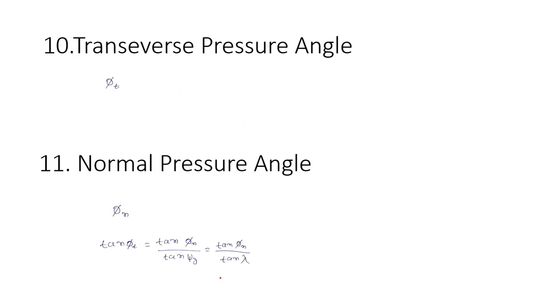Now transverse pressure angle. We all know the pressure angle, but the pressure angle measured on a transverse plane, or the plane of rotation of the worm gear, is known as the transverse pressure angle. In the same way, the normal pressure angle phi n is the pressure angle measured on the normal plane, or a plane perpendicular to the teeth. From both pressure angles we can derive the equation: tan phi t is equal to tan phi n upon tan psi g, and we can put lambda instead of psi g.